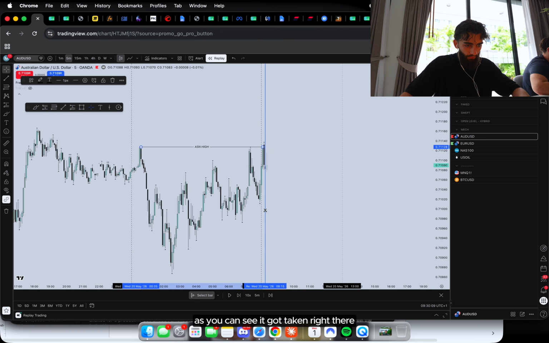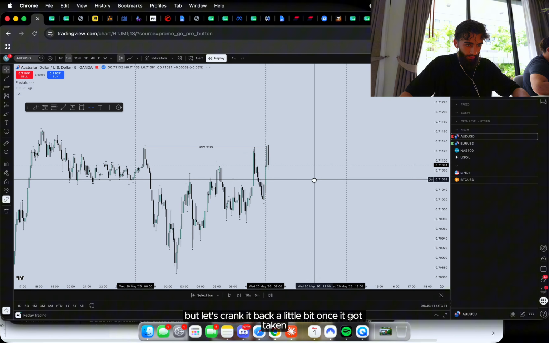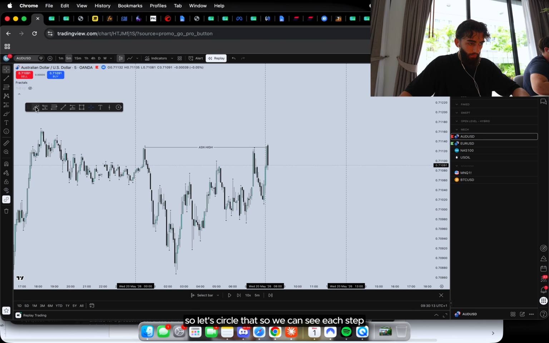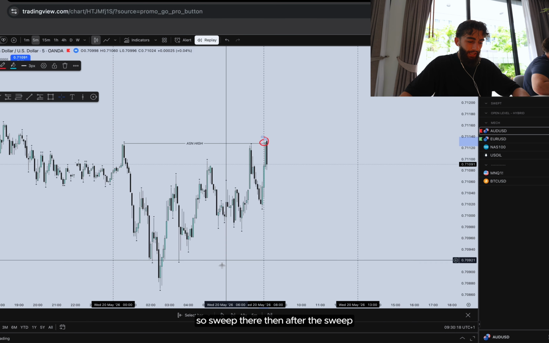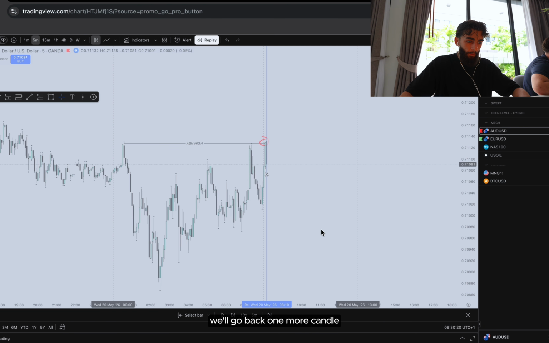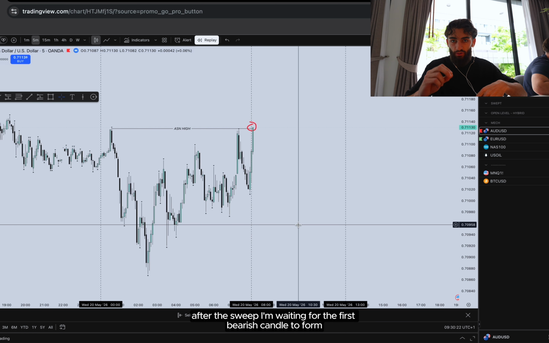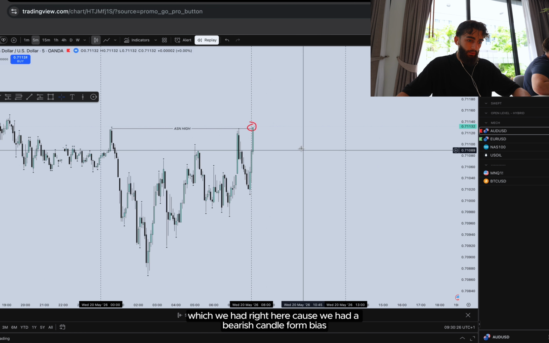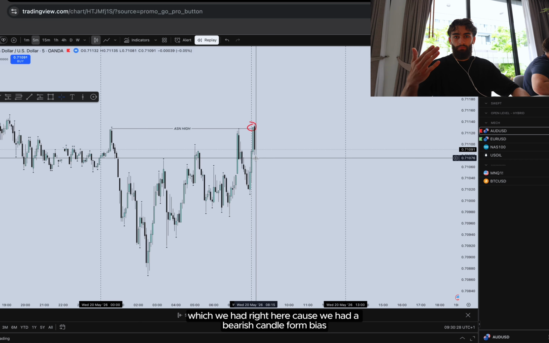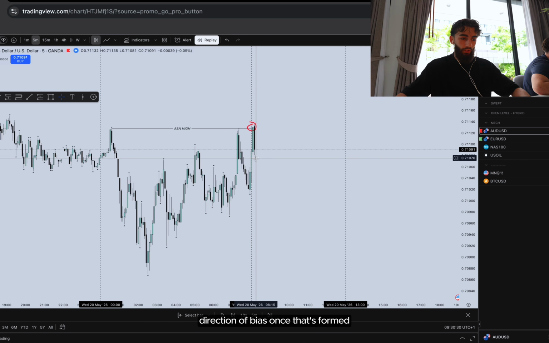As you can see, it got taken right there, but let's crank it back a little bit. Once it got taken, let's circle that so we can see each step, and we'll put them in a different color. So sweep there. Then after the sweep, and we'll go back one more candle, I'm waiting for the first bearish candle to form in the direction of my bias, which we had right here. Bias, bearish candle, direction of bias.